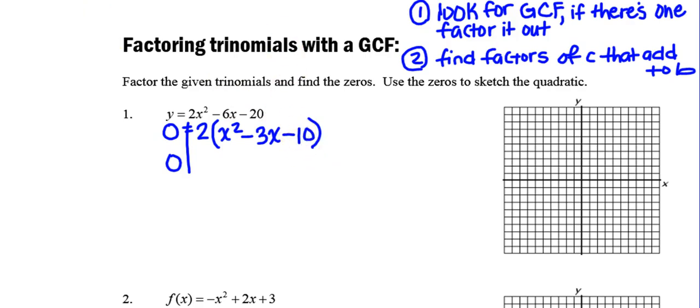So right now I'm looking for factors of negative 10 that add to negative 3. Factors of negative 10 that add to negative 3. So please press pause and see if you can find those two factors. Factors of negative 10 that add to negative 3.